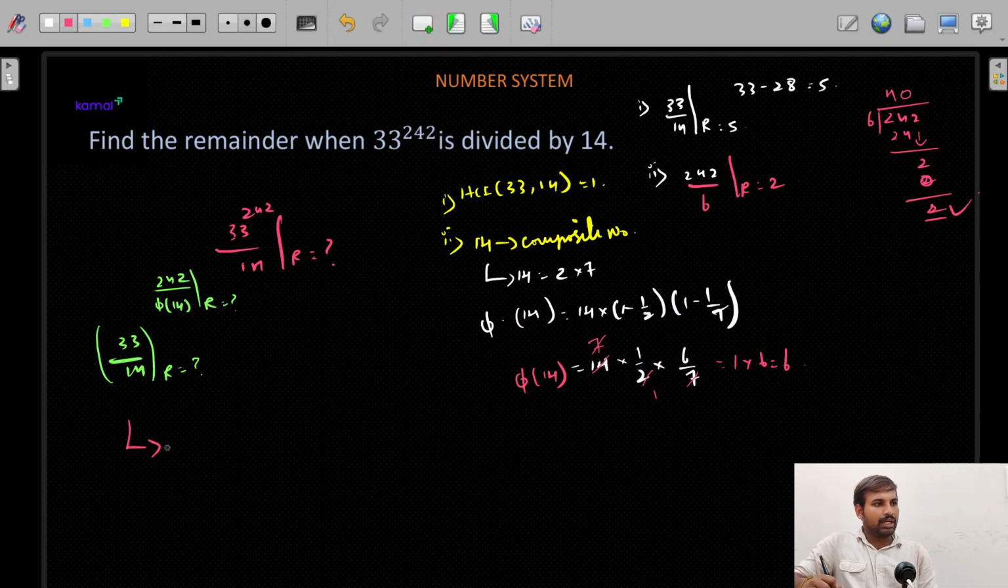So eventually, in the place of 33 it is equal to 5. Now in the place of 242, which is equal to 2, it becomes 25. What will be my remainder? So 25 by 14, sorry.